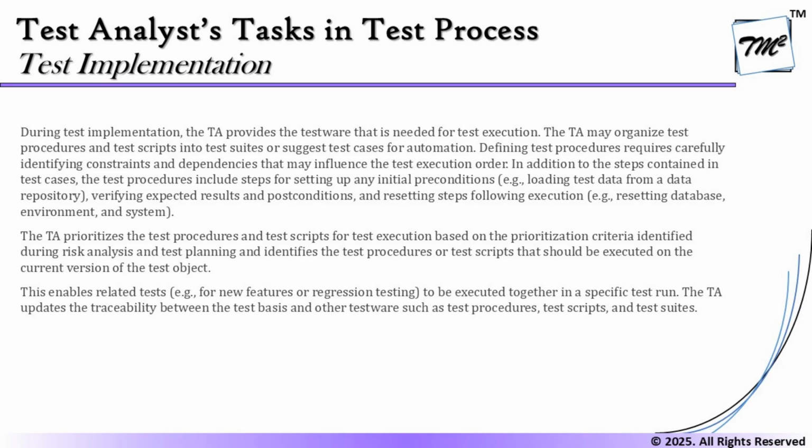Also to add here, the test analyst prioritizes the test procedure and the test script for the execution based on the prioritization criteria earlier identified, that is during risk analysis or test planning, and identifying the test procedures or even test scripts that should be executed on the current version of the test objects. This also enables related tests, which could be new feature or regression testing, to be executed together in a specific test run. The test analyst finally updates the traceability between the bases and the testware, such as procedures, test scripts, and test suites, to that of where they belong.